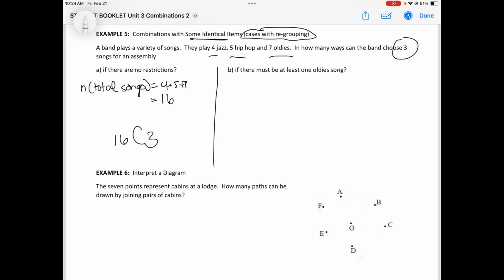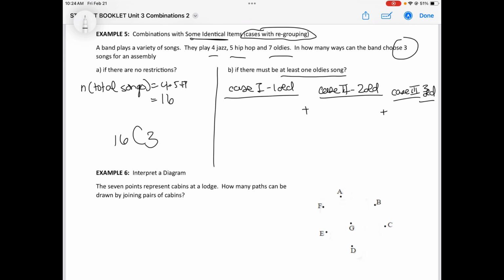Now, what if we have to have at least one oldie song? So case 1 is 1 oldie, plus case 2 is 2 oldies, plus case 3 is 3 oldies, as long as there's at least one. So here's how we're going to regroup.